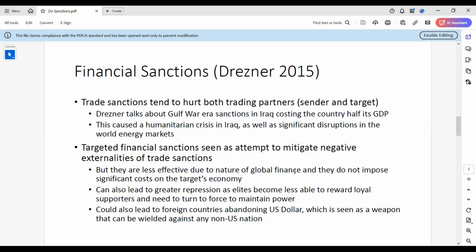Well, if you put sanctions on Putin or Saddam Hussein, and they're less able to do that, then they have to resort to more force. So actually, these targeted financial sanctions don't necessarily mitigate these negative externalities so much as they create more likelihood of repressing opposition, as elites are less able to reward their loyal supporters and need to turn to force to maintain their power. Their goal, of course, is to stay in power.